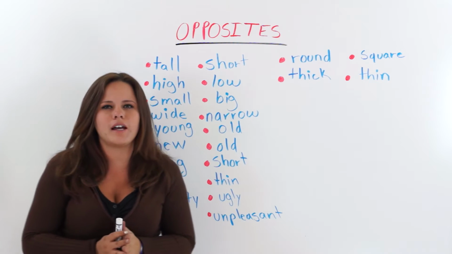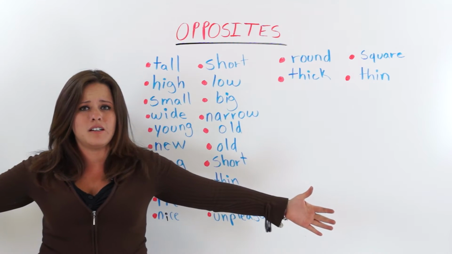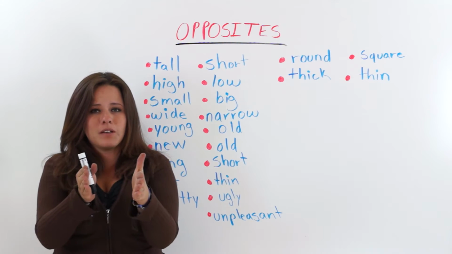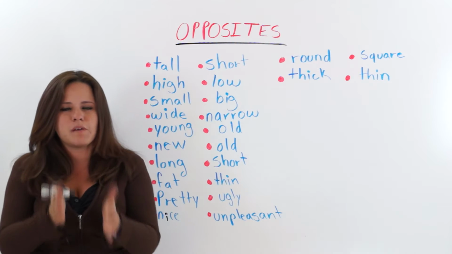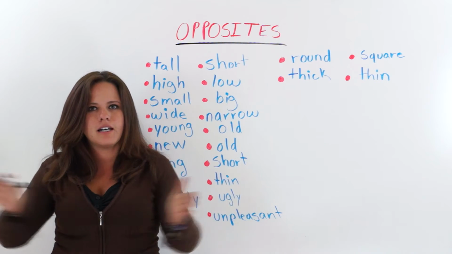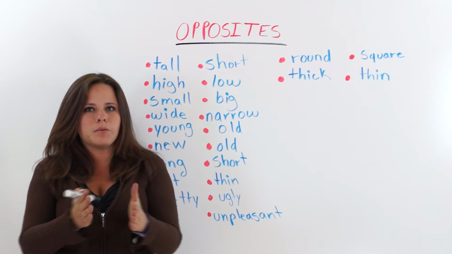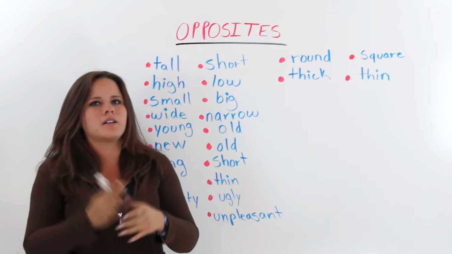Next one, wide and narrow. I could say Culver Avenue is a wide street, yeah? But the alley in the back of my house is a narrow place, okay? That's like for spacing, wide and narrow. You can't say a wide person. You can't say a narrow person. That would be incorrect, okay?